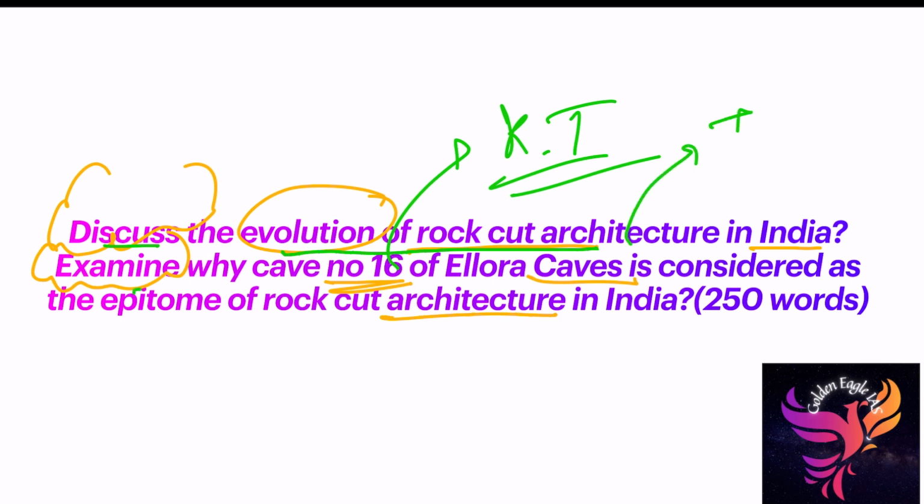Then examine. How do you examine? Why is Kailasa temple considered the epitome? There, you have to remember Kailasa temple was built during the Rashtrakuta period of Krishna I. Why is there architectural brilliance? You just have to remember. I showed you the image, right? How they carved it out of the land from inside. You have to make that point.